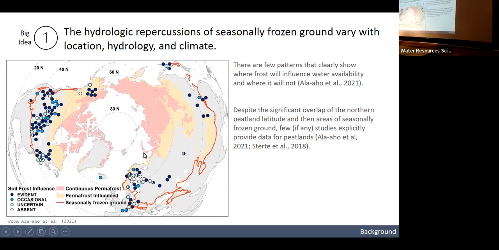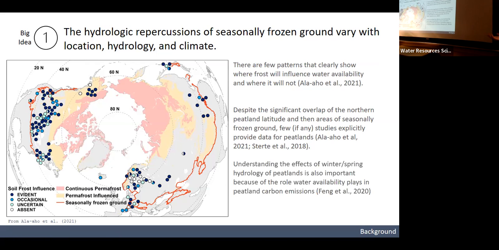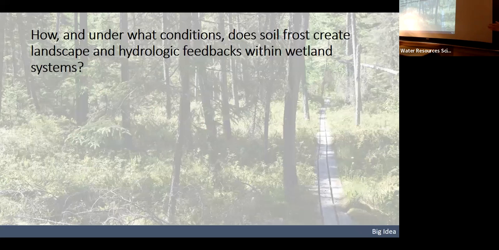So we would expect that in an ecosystem like peatlands, where their ability to exchange carbon with the atmosphere is so dependent on their hydrology, and we've been seeing such big changes in winter inputs due to climate change, hopefully we'd know a little bit more about that relationship. And so that's really where my research is trying to fill in some gaps.